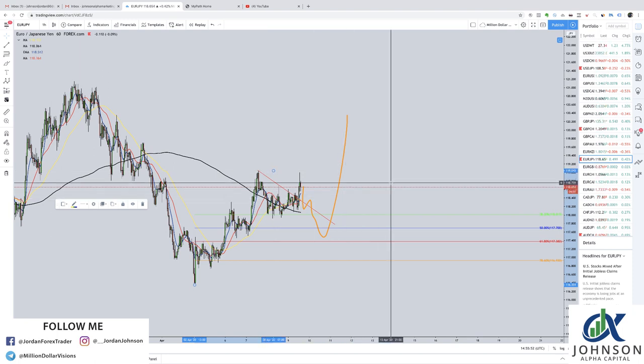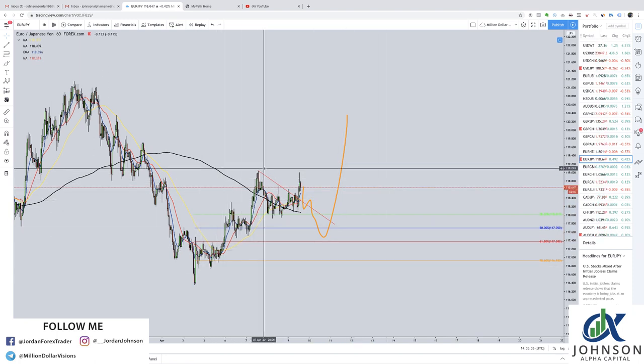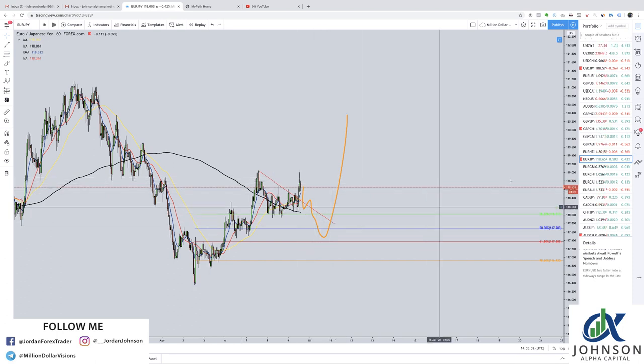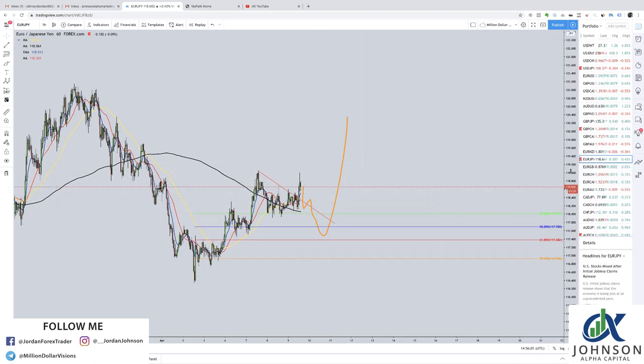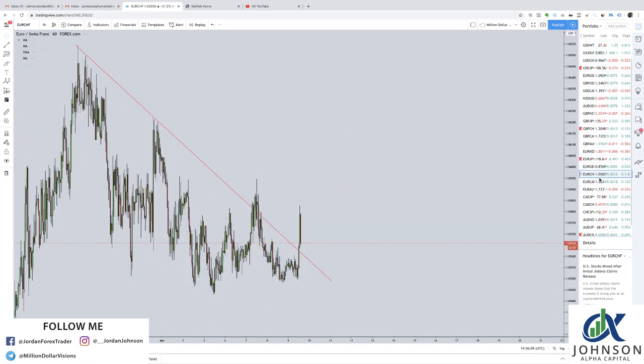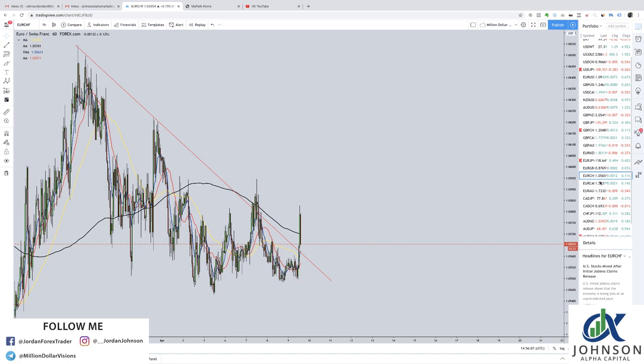Yeah, probably get a deeper retracement. Yeah, I can definitely see us coming back down. I do think we definitely do get one more up move in pretty much all of the yen pairs. I just don't think we're gonna get it right now.